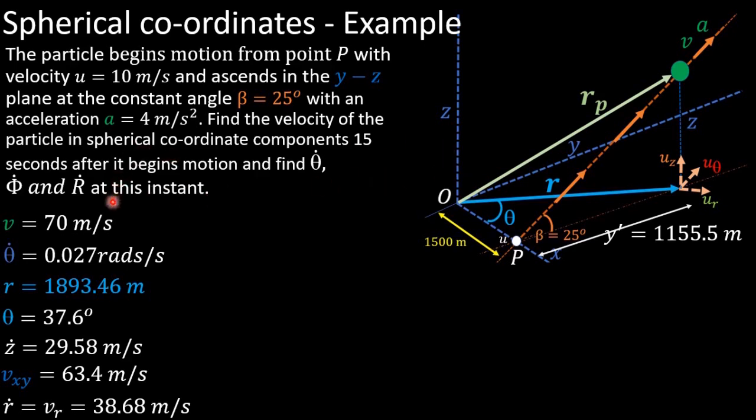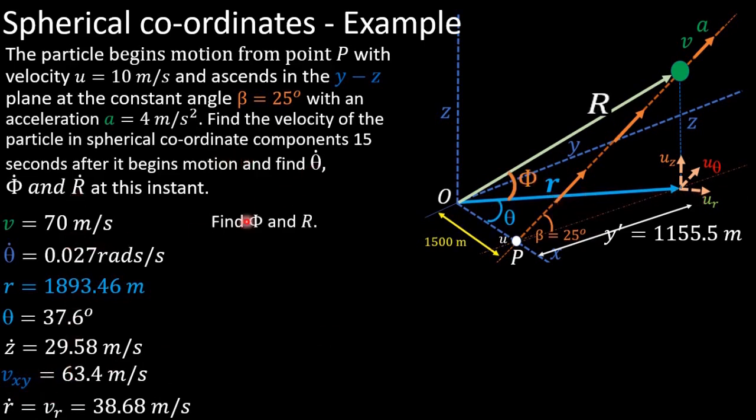So this is what we found from the last example, and these still apply here. We found what the velocity was at 15 seconds. We found theta dot, which is the same in spherical coordinates as it was for cylindrical coordinates. We found r, theta, z dot, the velocity on the xy plane, and r dot, which we could also call v sub r, the velocity in the radial direction. So we found all this in the last example.